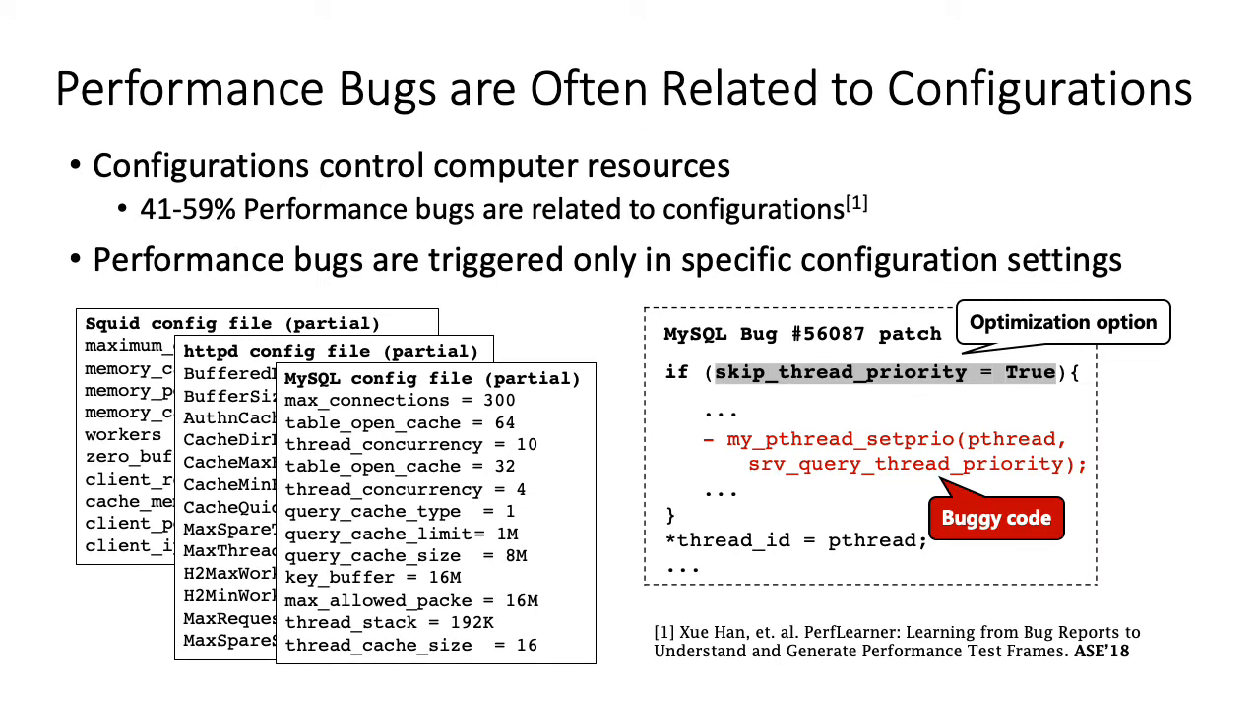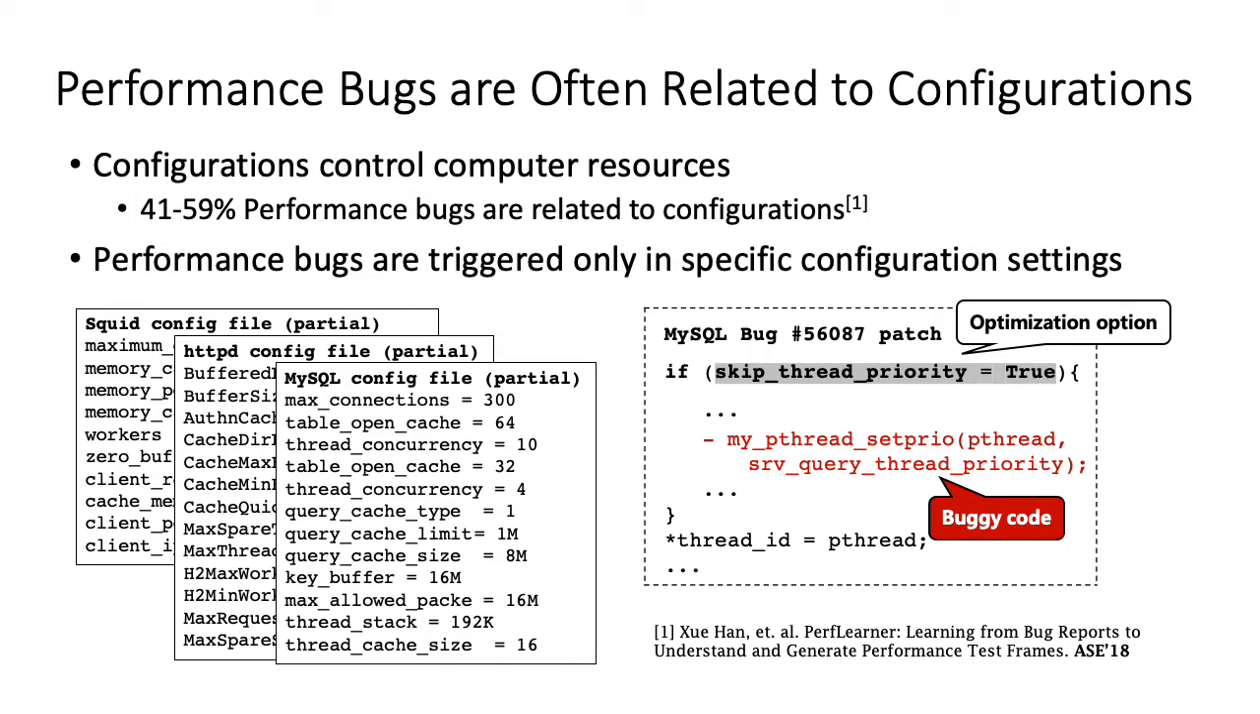It is likely that performance bugs are related to configurations, because configurations often control the system resources software could use, such as memory and CPU cores. The figure on the left shows configuration options that control cache size, memory size, buffer size, concurrent threads, and so on. A recent study finds that about half of the performance bugs are related to configurations.